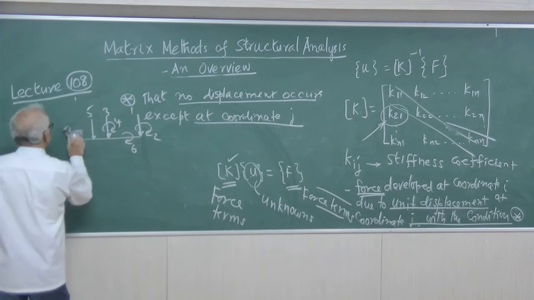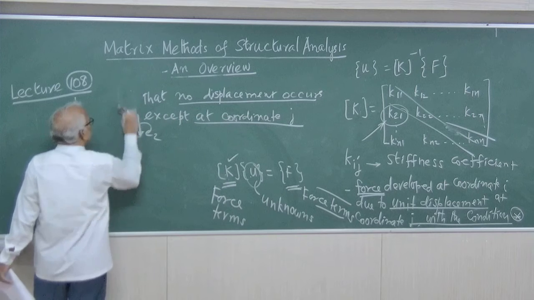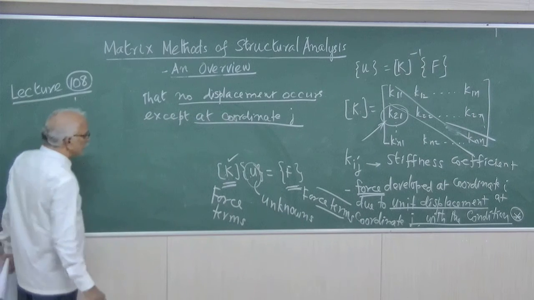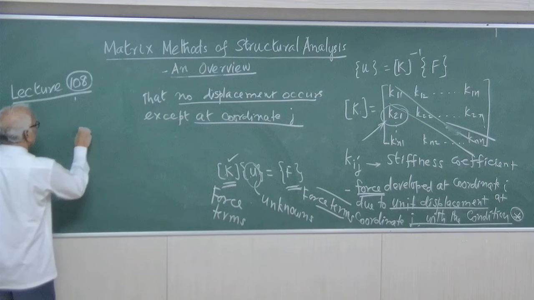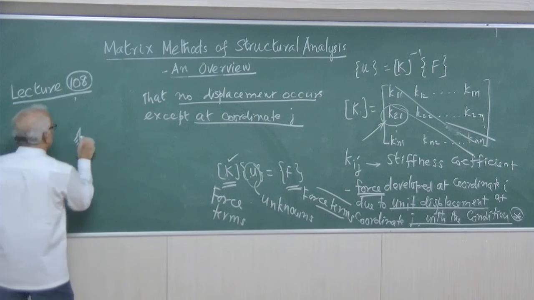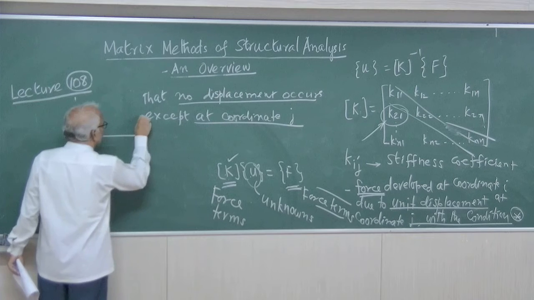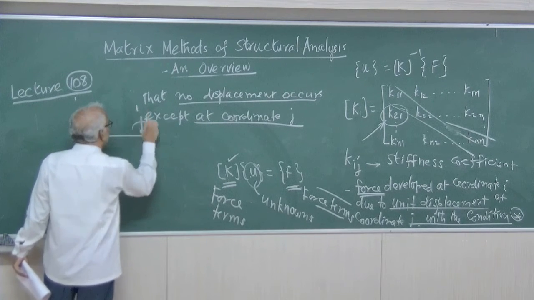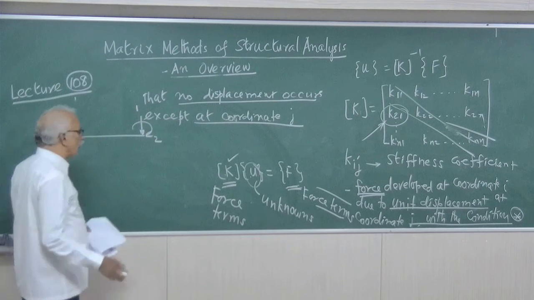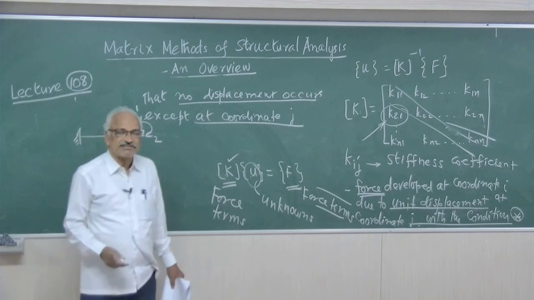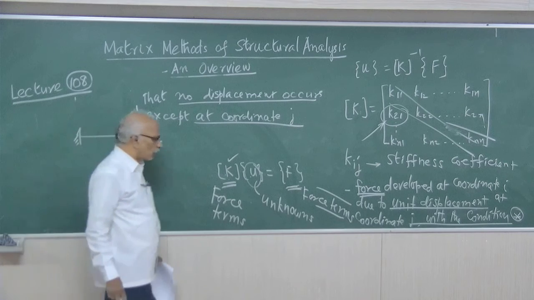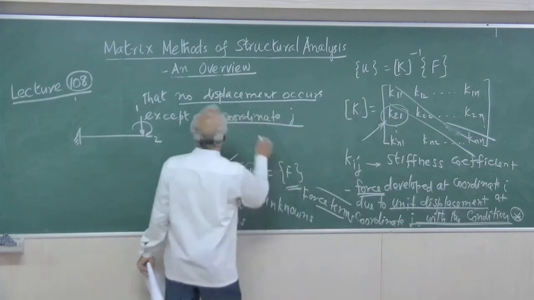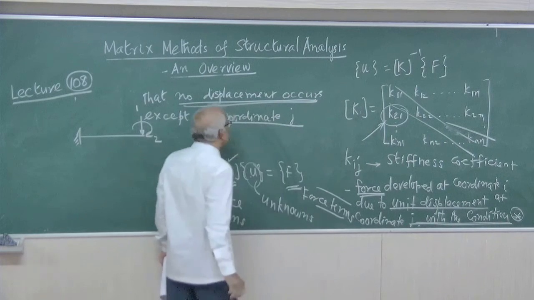Now coming to a simple example for defining the stiffness coefficient better. Suppose there are 2 coordinates, coordinate 1 and coordinate 2. Therefore, we have fixed only 2 coordinates. The size of the stiffness matrix will be 2 by 2. Now, what is the meaning of the condition that no displacement occurs except at coordinate j? What is the meaning of this?